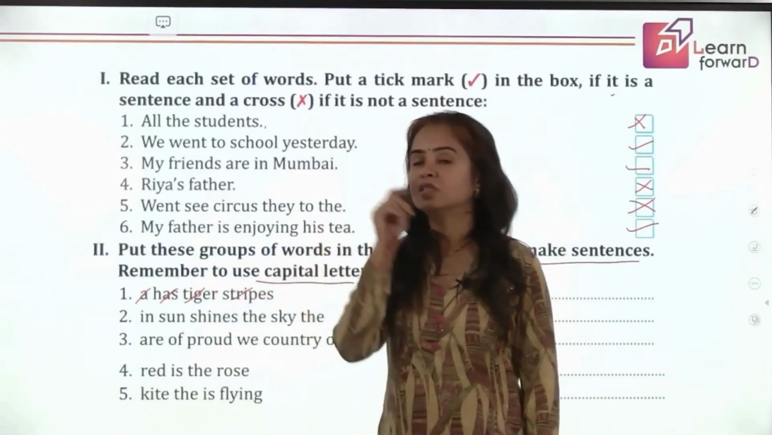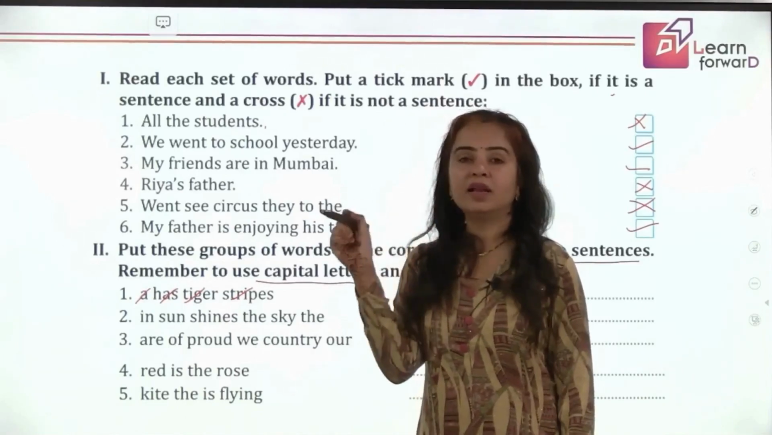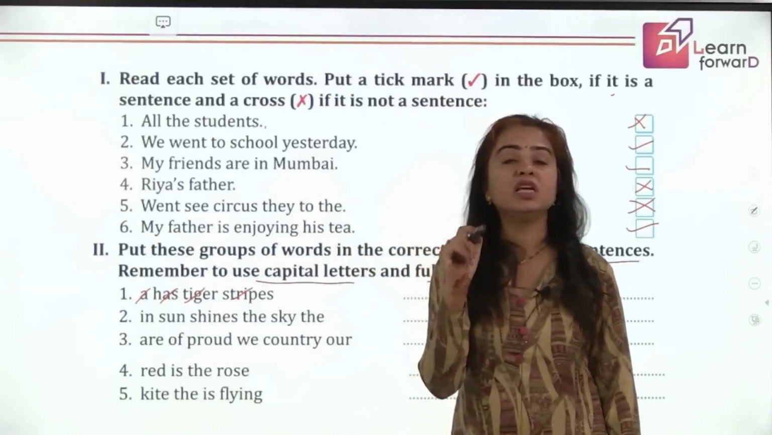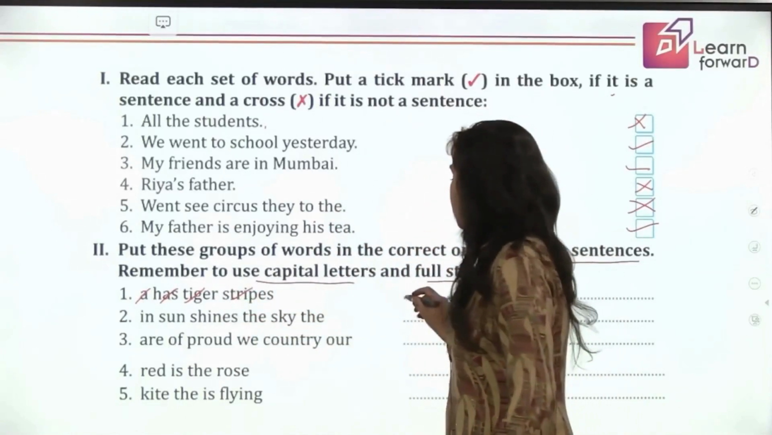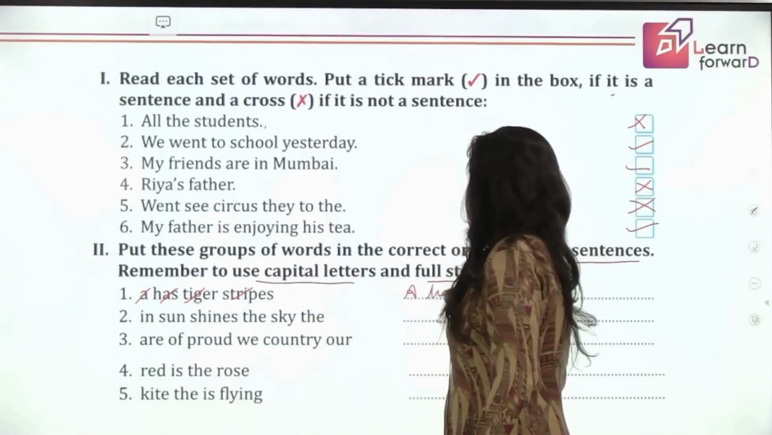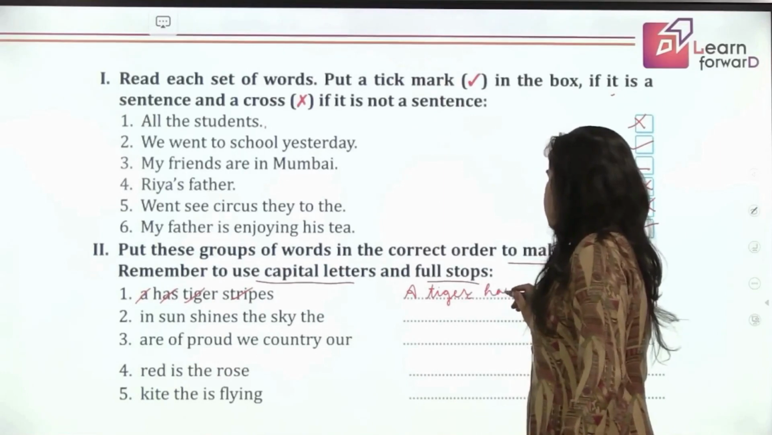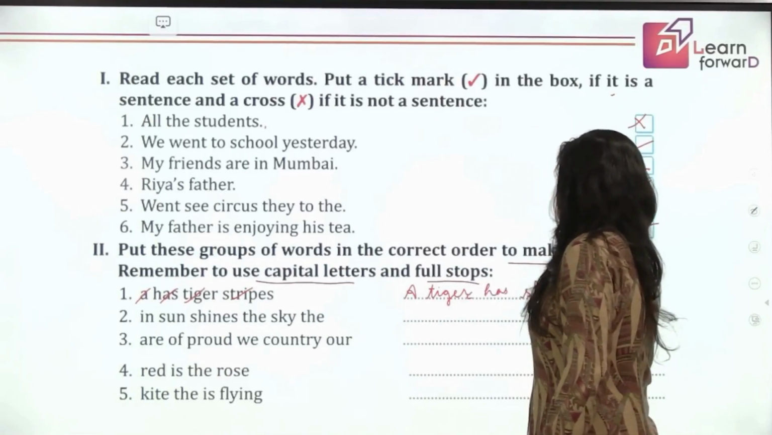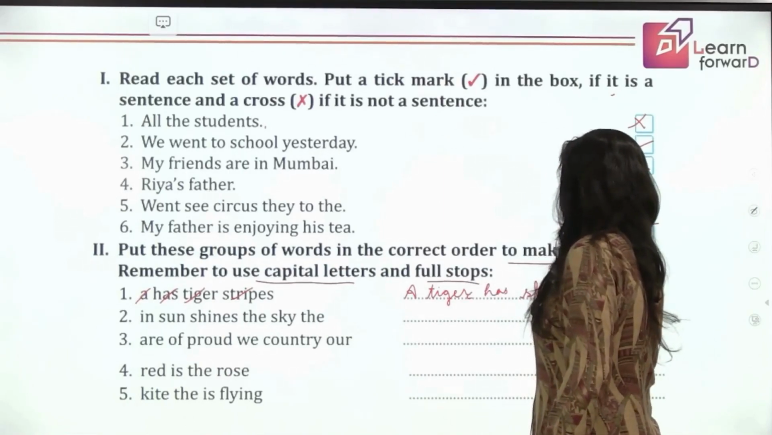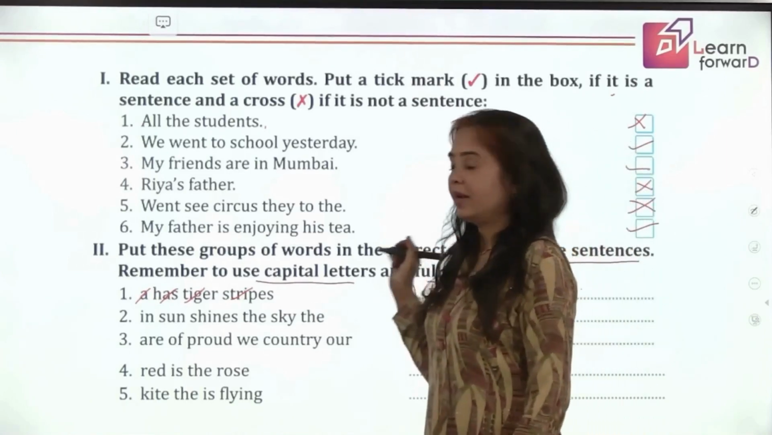So by just crossing out or by underlining, we make sure that we are using each of the words that are given. And I write here: A tiger will be capital, has stripes. And I'll put a full stop at the end.